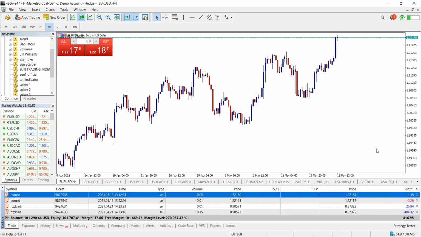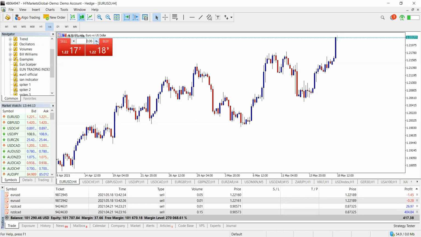Isn't it because of time frame? The lot size, here where it's written volume. This one is 0.05 and this one is 0.01. You see? So when you increase it, it means more profit or more loss.